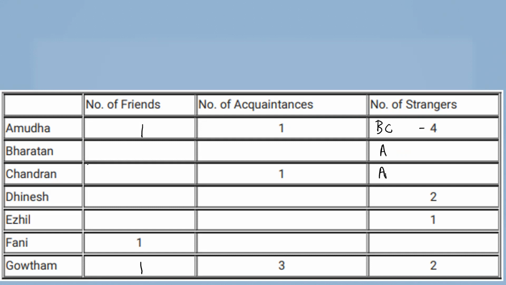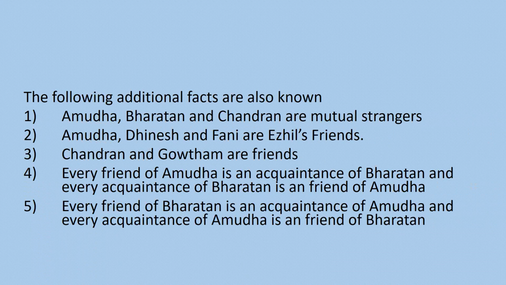So I will be filling up like this. Similarly for Chandran, Bharatan will be a stranger, and for Bharatan, Chandran will be a stranger. Since they are mutual strangers, Bharatan and Chandran will be strangers to Amudha, Amudha and Chandran will be strangers to Bharatan, and Amudha and Bharatan will be strangers to Chandran. So I have filled in the details. Shall we move on to the next fact?